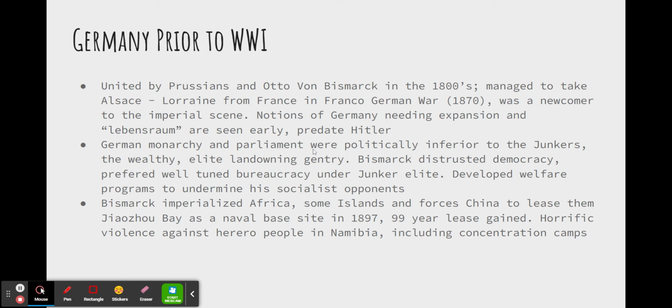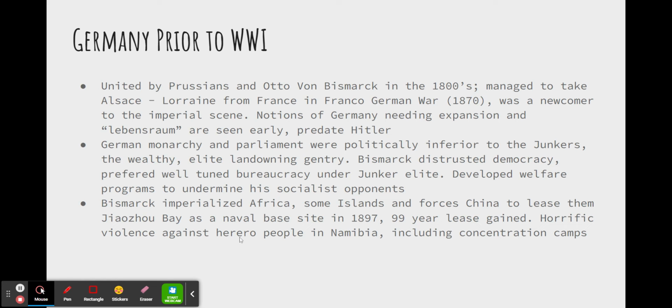They absolutely predate Hitler. Now, the form of government this German state took, they did have a monarchy, they did have a parliament, but they were politically inferior to those called the Junkers, which were the wealthy, elite landowning gentry. Now, Bismarck liked to operate with a well-tuned bureaucracy under these land-holding elite. He also developed social welfare programs to undermine his socialist opponents. Now, these socialists would not go away. Adolf Hitler and his Nazis would be the final political blow to the leftists in Germany.